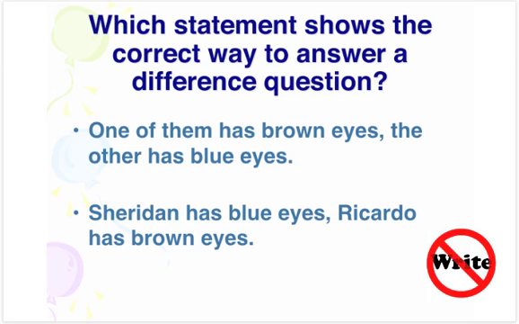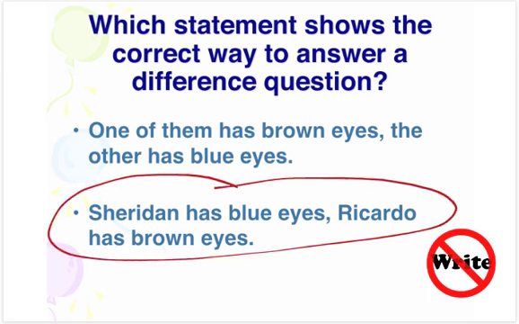How about this one? One of them has brown eyes, the other has blue eyes. Or Sheridan has blue eyes, Ricardo has brown eyes. Which one is the correct way to answer that difference question? This one? Yes. Why? Right, because it said which one was which.